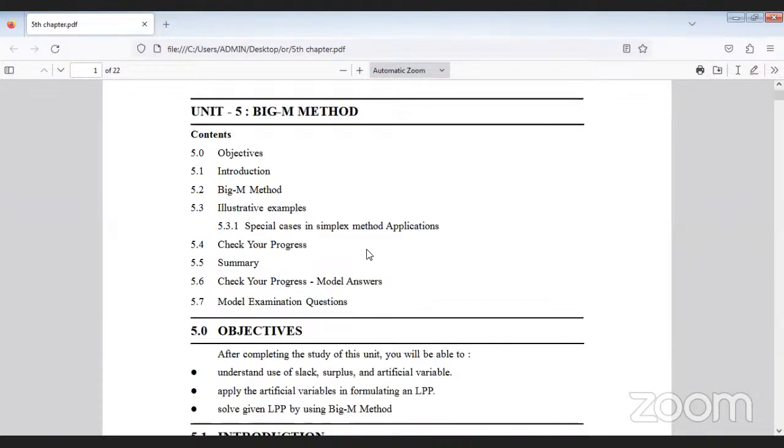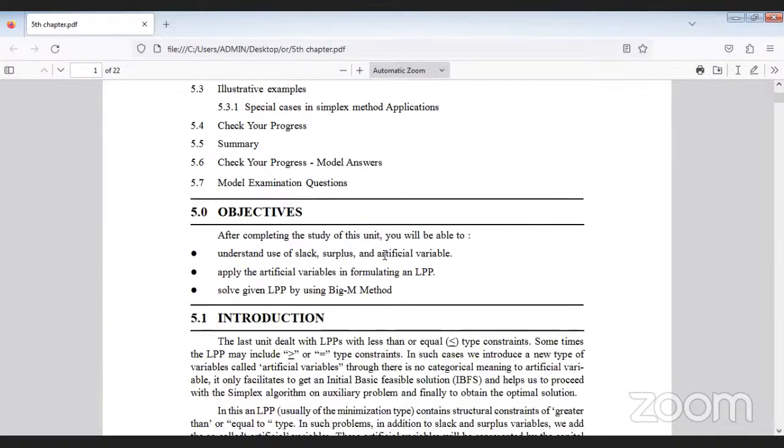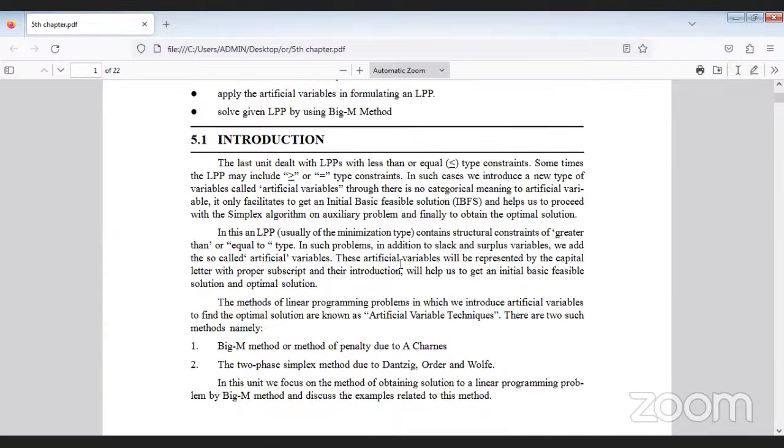Big M method, the illustrative example, special cases in simplex method applications. The last unit's LPP had less than or equal to type constraints. Sometimes an LPP may include greater than or equal to type constraints. In such cases, we introduce new variables called artificial variables. They have no categorical meaning; they only facilitate getting an initial basic feasible solution to help the simplex algorithm and auxiliary problems, and finally obtain the optimal solution.